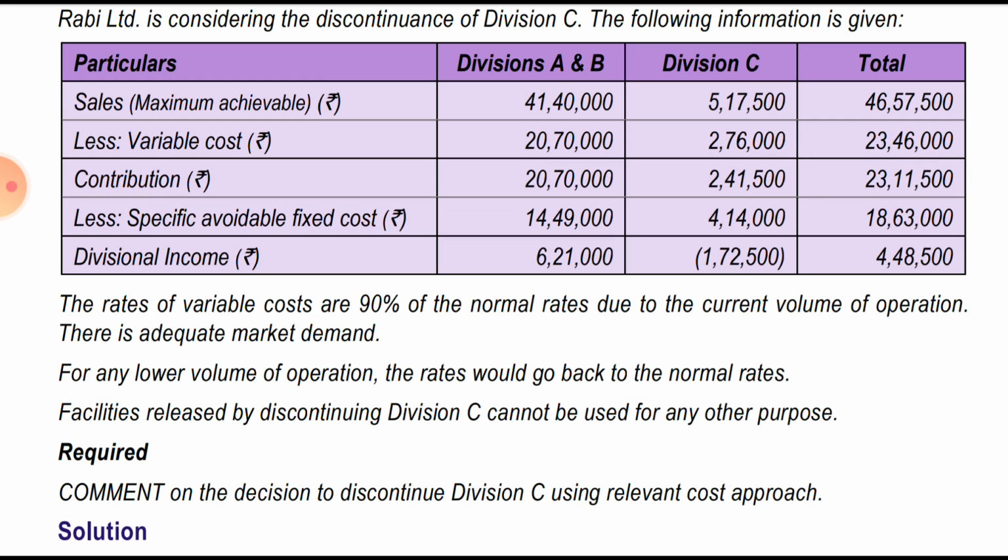So dividing by 90 and multiplying by 10, it amounts to 2 lakh 30,000. We will add the costs: 2 lakh 30,000 plus 2 lakh 41,500 amounts to 4 lakh 71,500. We deduct 4 lakh 14,000, so we get 57,500 negative, that is a loss. So it is not beneficial to discontinue division C; instead we should continue division C.